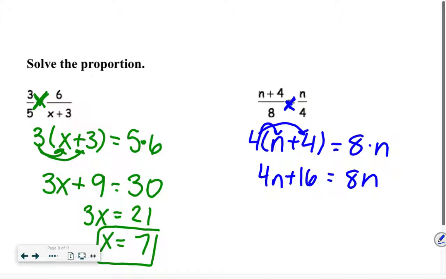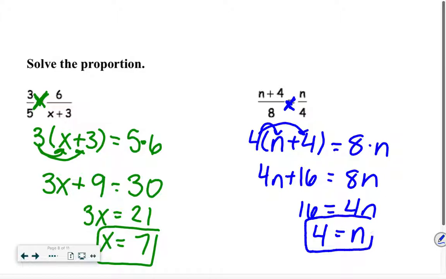Now what? Solve. Well, yeah, but do what? Minus 4n. You get 16 equals 4n, so 16 divided by 4 is 4. N equals 4. Okay. Any questions with that stuff?